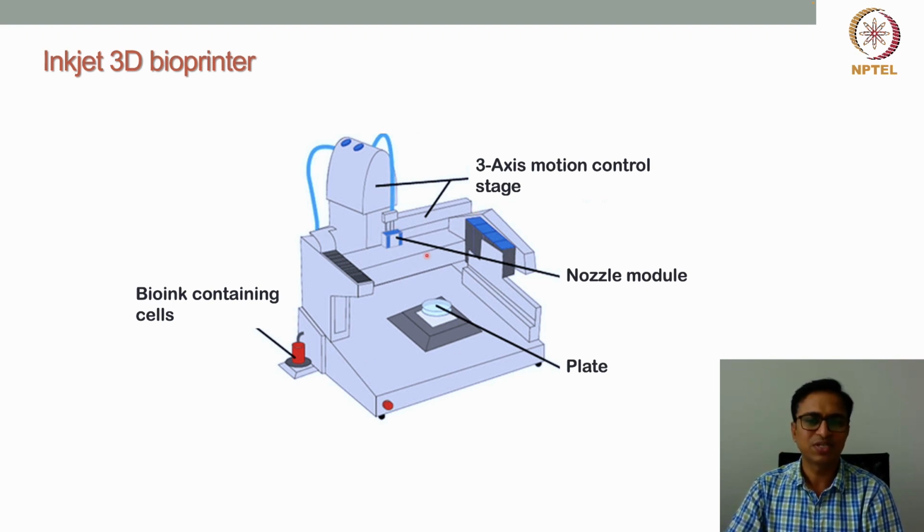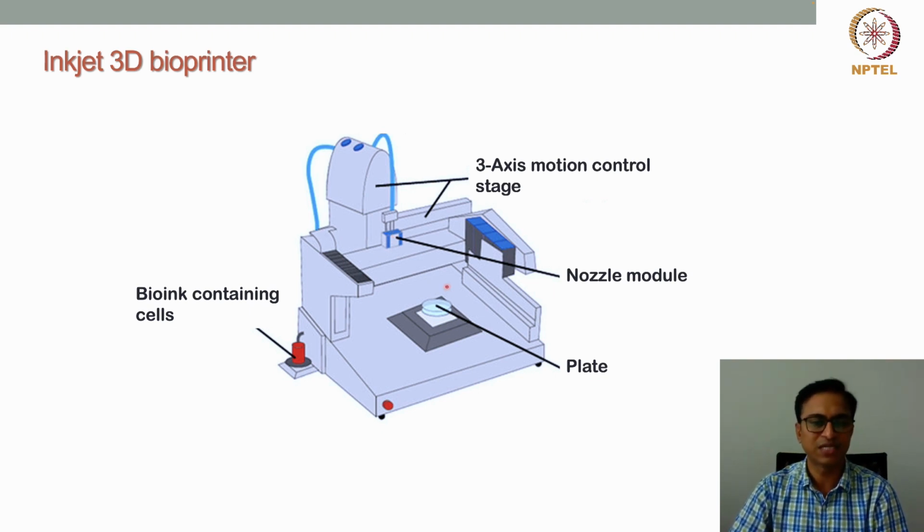First we will see what the different components of this inkjet 3D bioprinter are. If you see here, we have this printhead, where the nozzle modules or the different nozzles are lined up. This printhead is attached to the 3-axis motion control stage, which is the printing stage, where it can move in all x, y, and z directions. So it can go to any x, y coordinates and print the droplets.